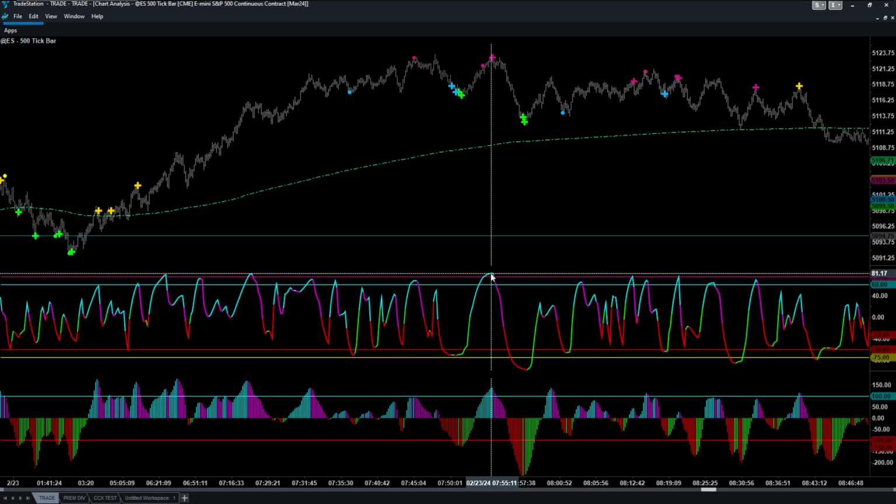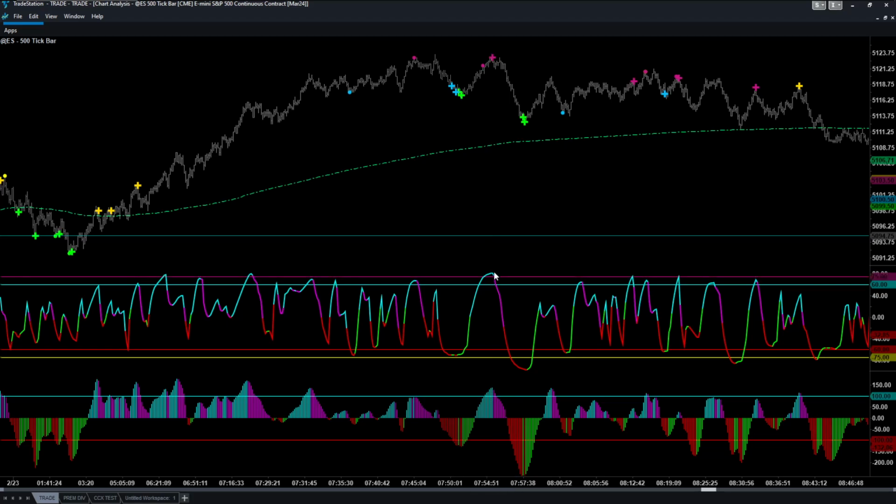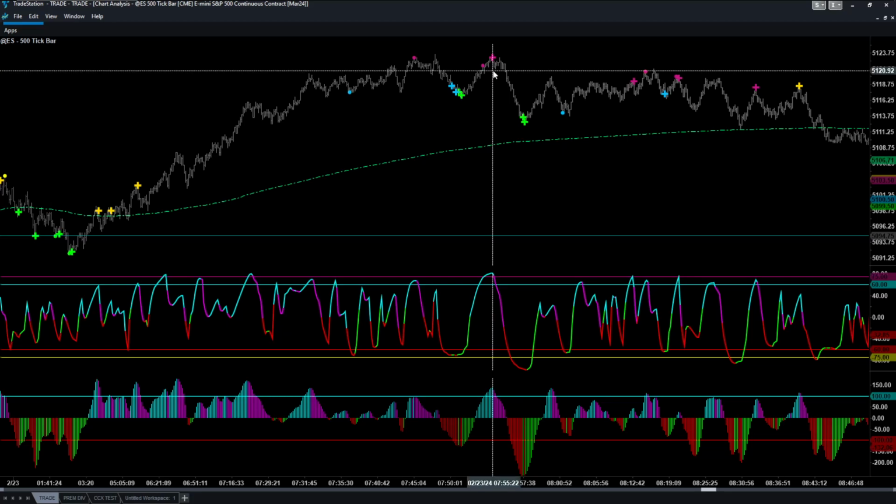That's what's called reverse divergence in Joe's indicator. And we've got a perfect example of it right here. On the RSX, higher high, lower high here. Higher high on the CCX, lower high here. Perfect example of divergence. Beautiful.